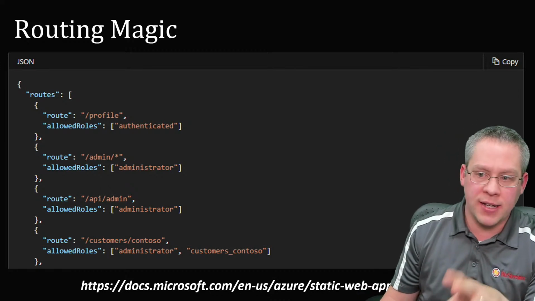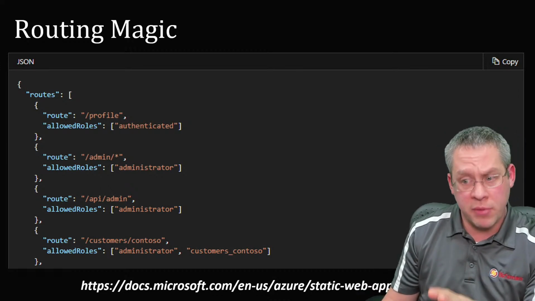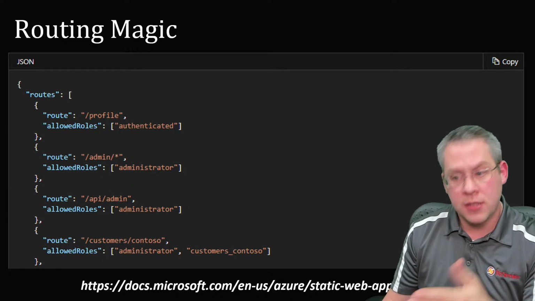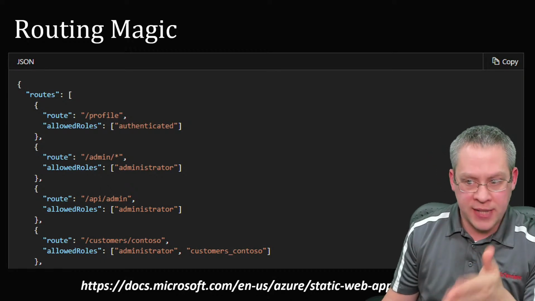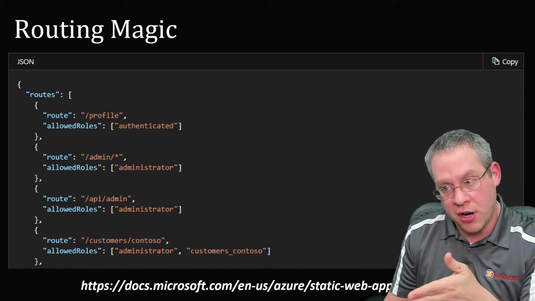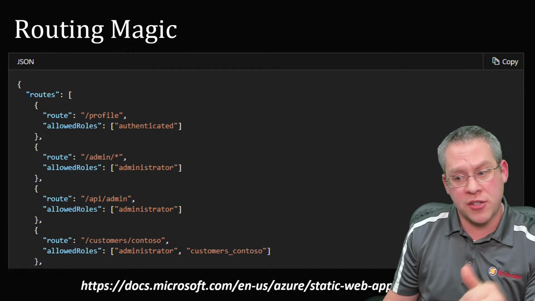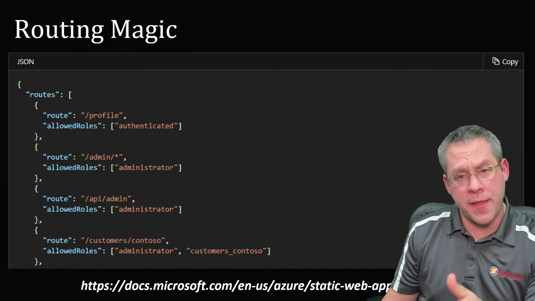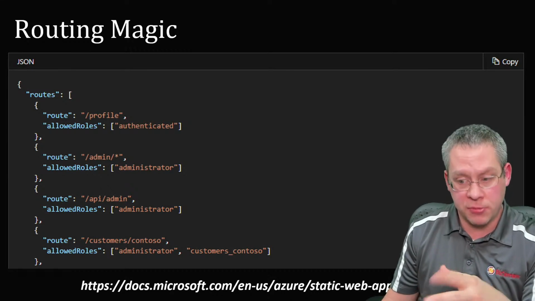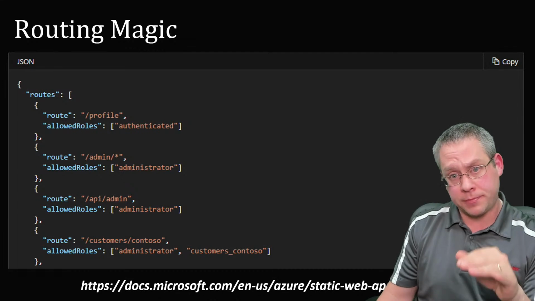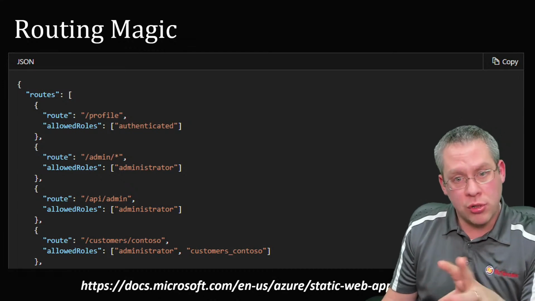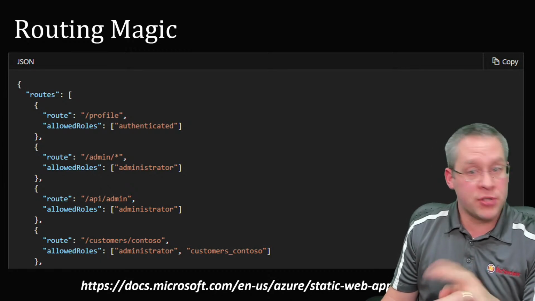But the routing looks like this. It actually adds a JSON file in your repo with a routes array or collection, however you want to term it. And as long as you say, here's the route, and you can do wildcards like the second one shows of /admin/star, here are the roles that can talk to that route, and whether or not they're authenticated by which role, which is what the second allowed roles attribute is showing. That's how you can control the routing around your static website.